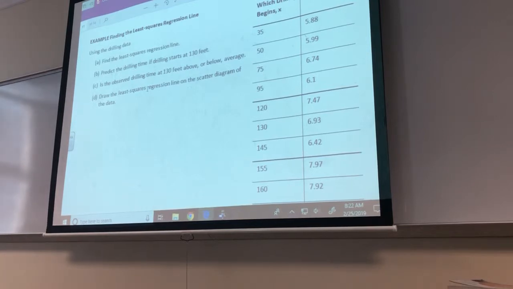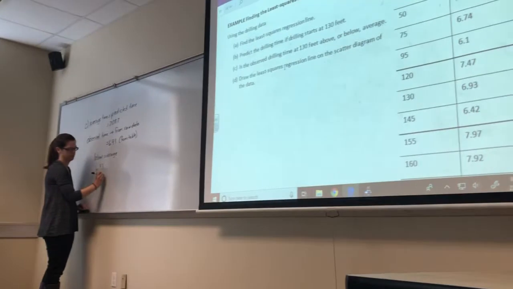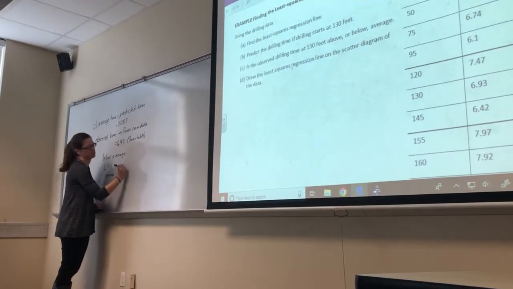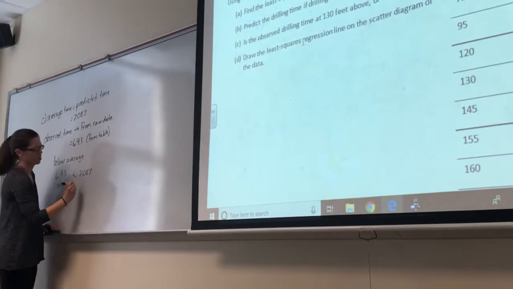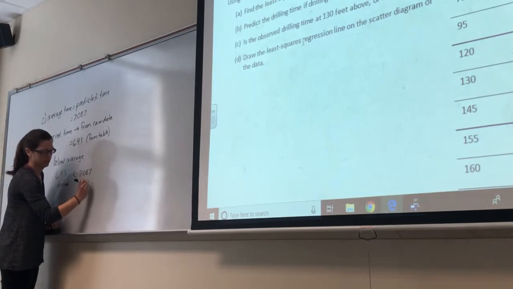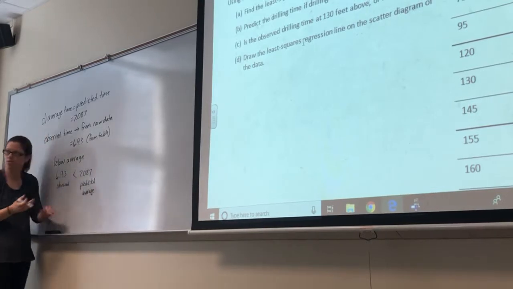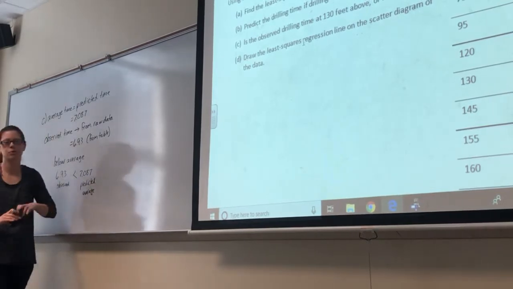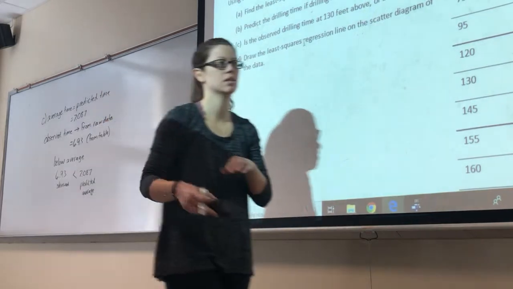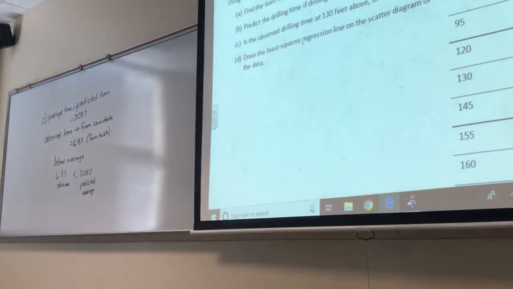So 6.93, is that above or below average? So it's below average. Because 6.93, our observed, is smaller than 7.087, which is our predicted, and that's also going to be our average. So you'll have those ones, they'll ask you about those on the homework question. It will just be a drop-down menu, you just select one.